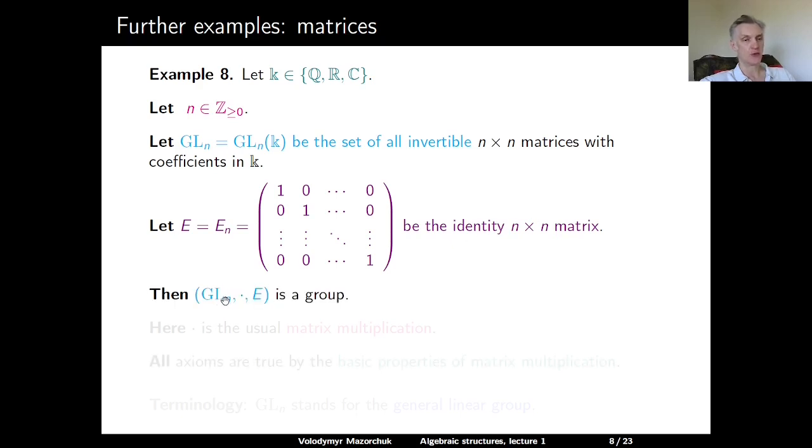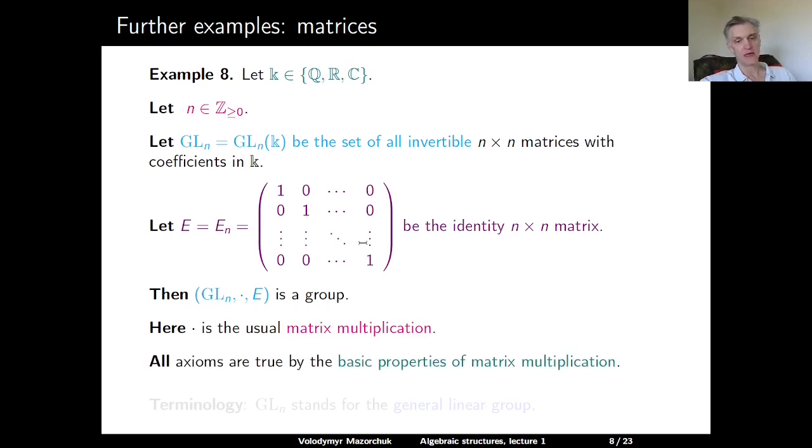Then the set of all these invertible n times n matrices with respect to the usual matrix multiplication and with the identity n times n matrix as the identity element, this is a group. And all axioms follow directly from the basic properties of matrix multiplication. And the terminology, GL means the general linear group. So this is usually called the general linear group over K.